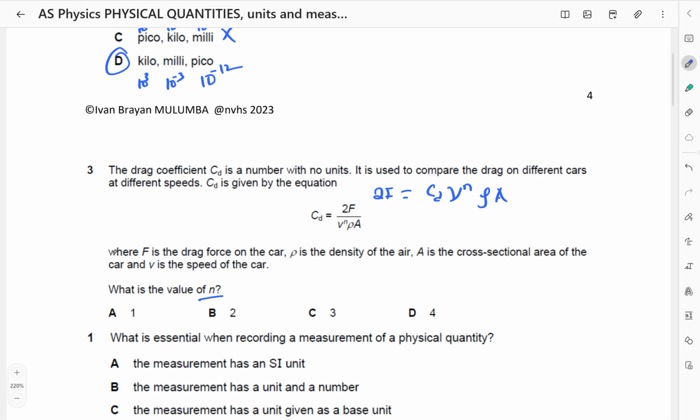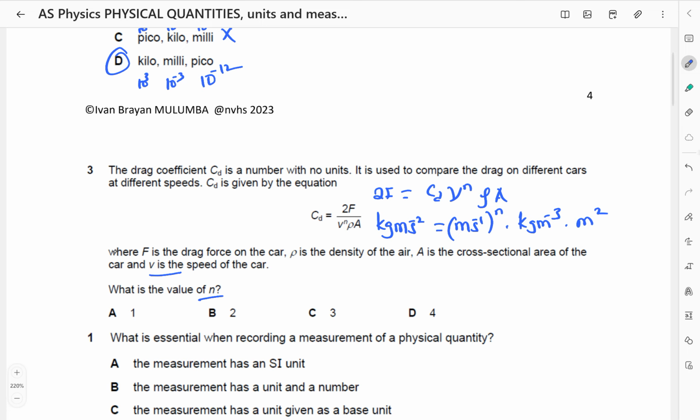So I'll just equate units. I will ignore the coefficients and the constants which have no units. So F is kilogram meters per second squared. On the other side, I have CD, which has no units, so I will ignore it. V is defined as speed, so it is going to be meters per second, but this is raised to power n. Then rho is density, so I will say times density, kilograms per meters cubed. And A is cross-sectional area, which is meters squared. So I want to find n. I'll simply use s.